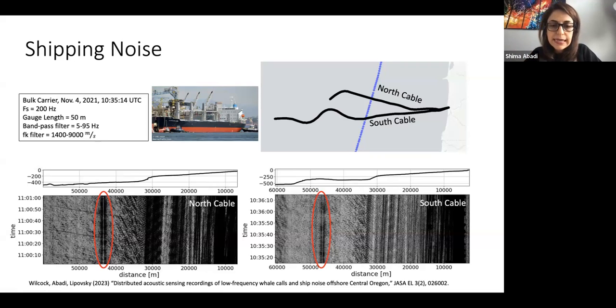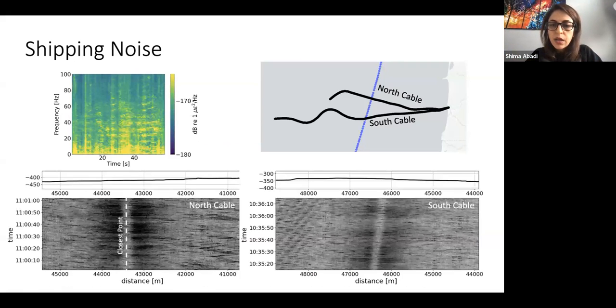In order to see the data, we know that DAS is contaminated with a lot of noise, especially surface wave gravity, so we need to filter the data with typical bandpass filtering, and we also did FK filtering to remove noise from other directions. Then if you look at the spectrogram of that noise, we see a broadband signal. That's a typical signal we expect to see for shipping sound. And you see different harmonics here.